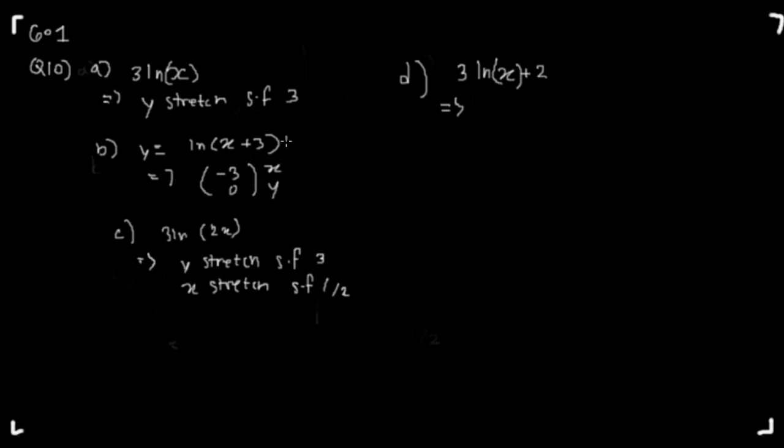And like I said, if there's something here, then something happens to the y shift. So this is a y stretch by scale factor of 3. There's not going to be any change for x because there's nothing going on here. So then the next thing would be transformation, a shift of 0 and 2.